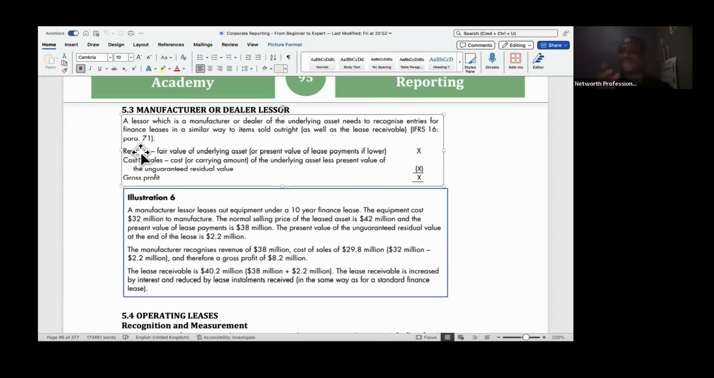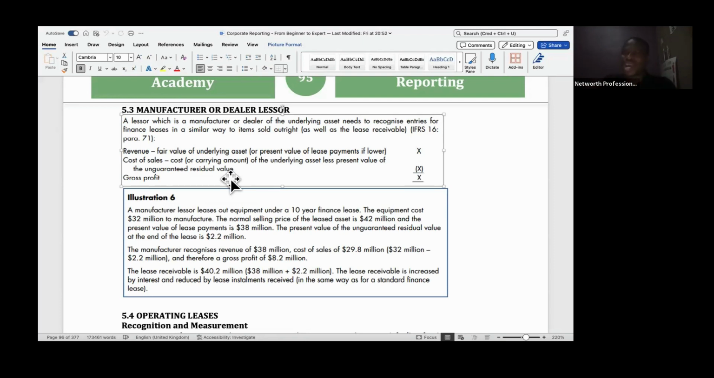For that reason, the revenue that is recognized here is the lower of either the fair value of the asset, meaning if you're going to sell the asset outrightly, how much? That's the fair value of the asset, or the present value of the lease rentals. The present value of the lease rentals, solely that. The lower of the two is what we should recognize here as revenue. Then you match it with the cost, which of course is going to be how much you bought the asset, or the carrying amount of the asset, whichever is available.